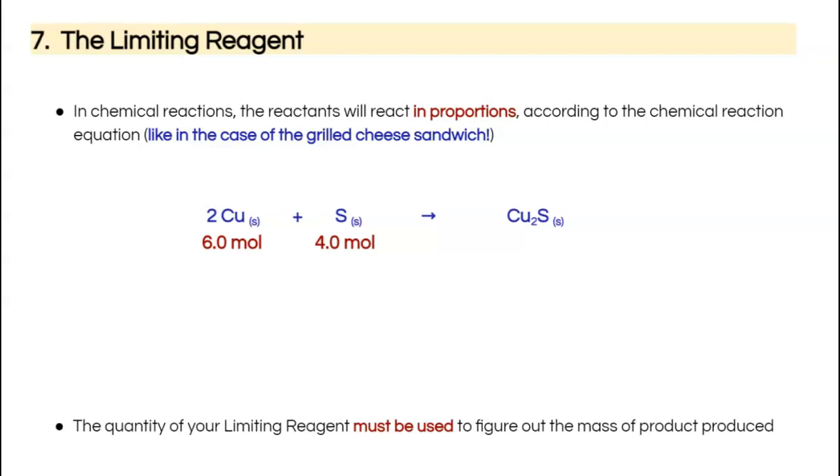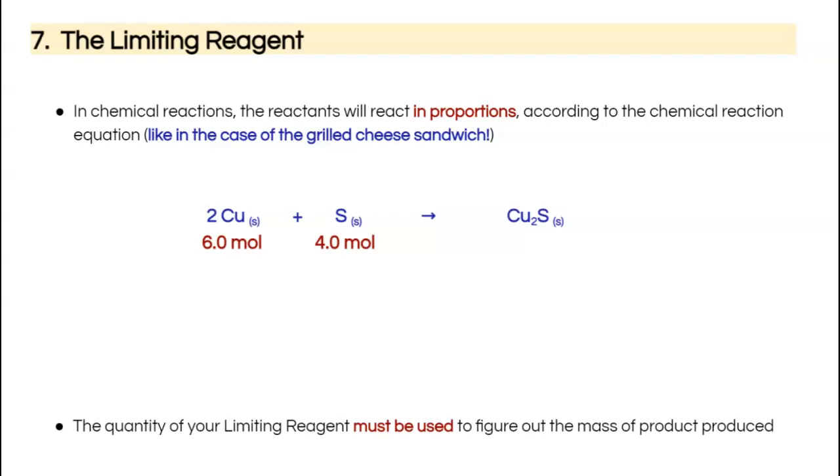In the same way that we couldn't really use those 12 slices of bread in the last example to help us predict how many grilled cheese sandwiches we could make. We would be overestimating. So in questions such as this, where you are given an amount from more than one reactant, you have to first determine which of those reactants is the limiting reagent. Okay, and so this is how it goes. It's the same way that we thought about that grilled cheese sandwich.